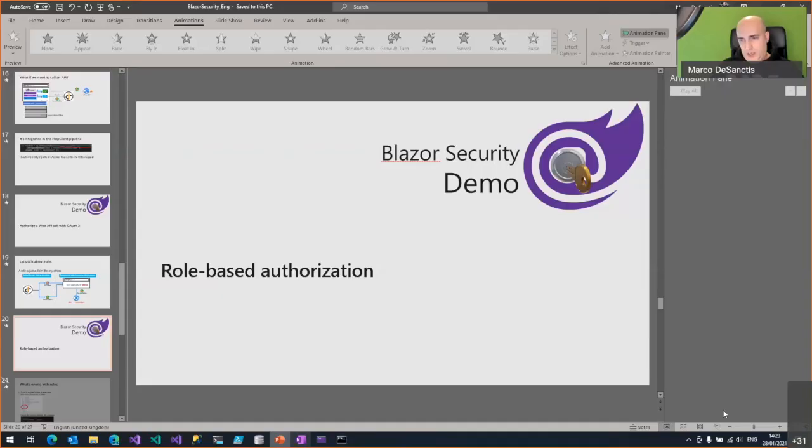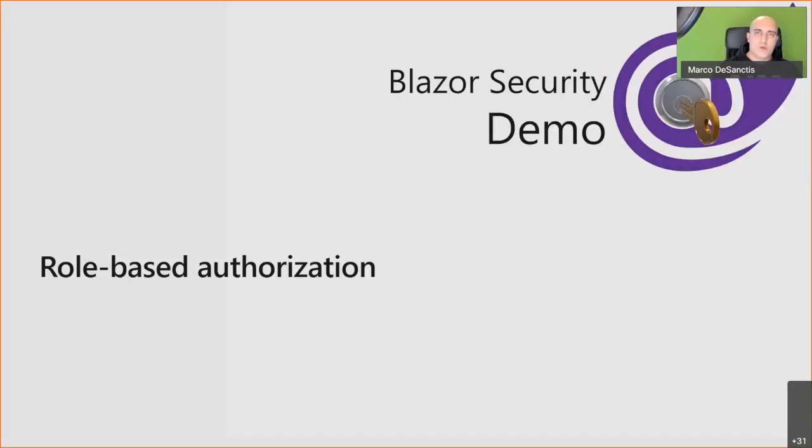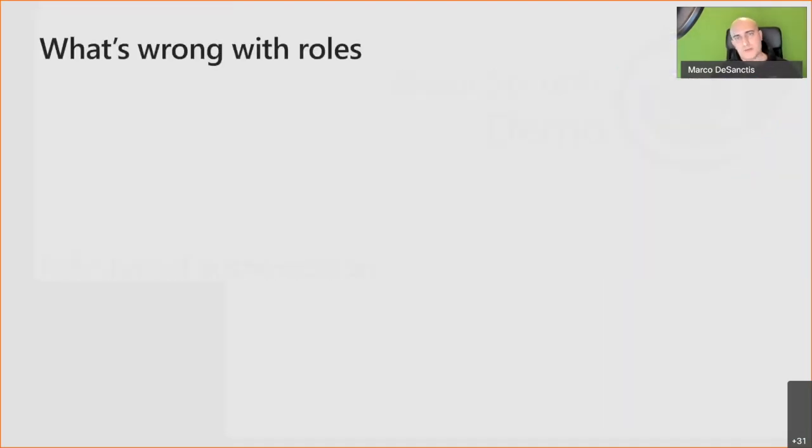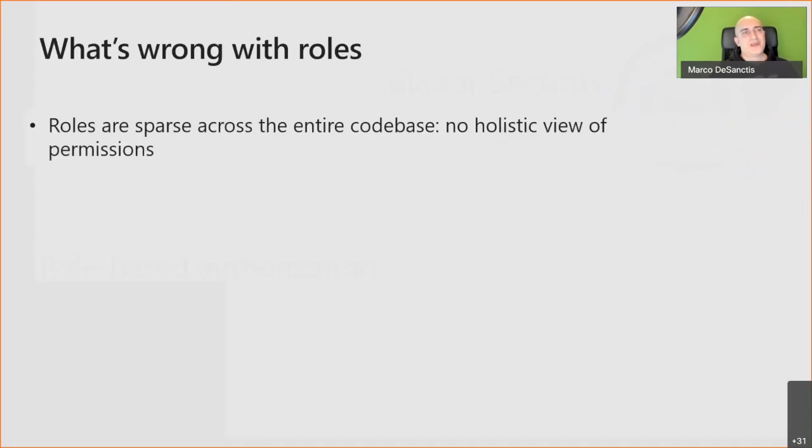Cool. Let's go back to the slides, because there's one thing I really don't like about roles. I tend to avoid using roles as the way I model the authorization for my application, because there are some drawbacks if you do that. First of all, as you know, if you've done it already, it's very easy to get your roles scattered across the entire code base. So if you have an API, for example, with 100 different endpoints, you're most likely going to have 100 authorized attributes with role equals to admin or role equals to user.